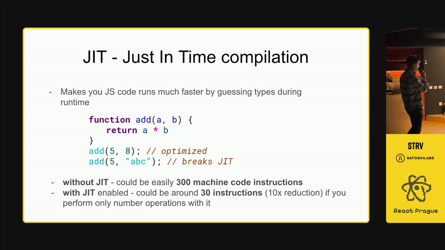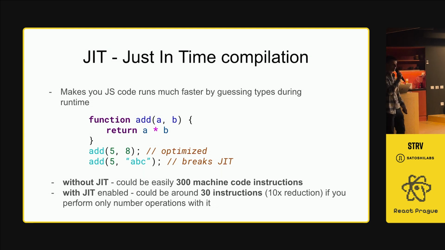As you can see, even this simple function is like 300 machine code instructions. It's a super simple function, and in JavaScript it needs probably about 300 instructions. I can't say for sure, because it's different per machine, per architecture, and so on. Why is it so slow? Basically, because more instructions mean slow.